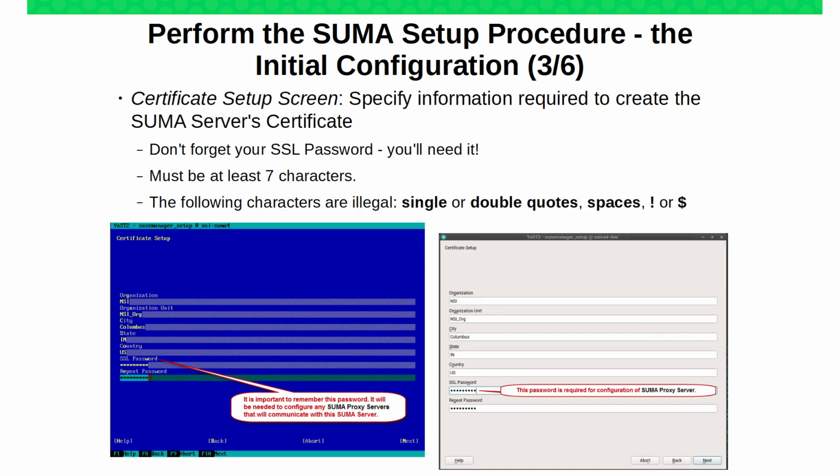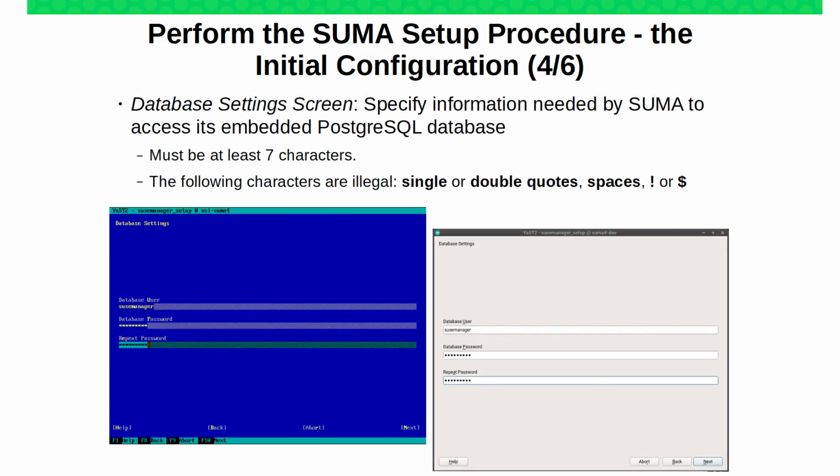This screen is where you configure the SUMA server's certificate. Take special note of the SSL password you use here, as this password must be specified when you install any SUMA proxy server that will communicate with this SUMA 4 server. After specifying the configuration information needed for the SUMA server certificate, you will be asked to specify credentials for a user that SUMA will use to access its embedded PostgreSQL database.